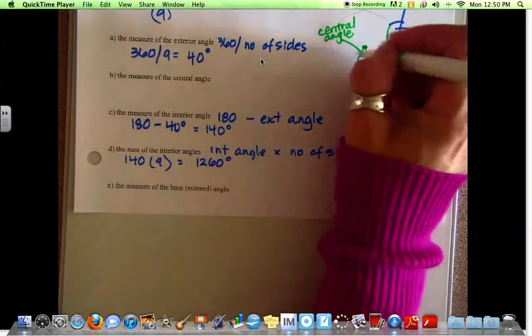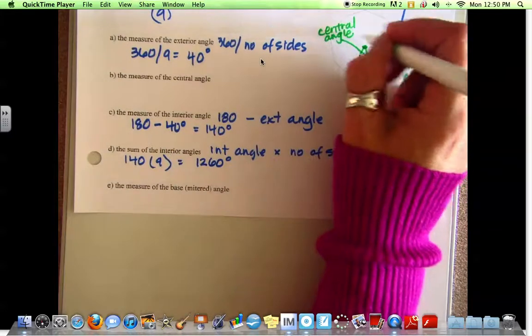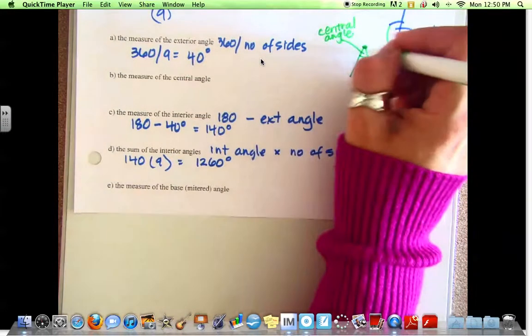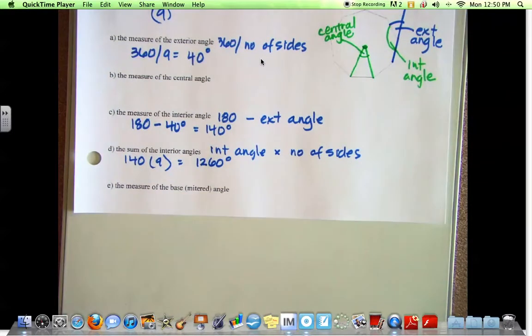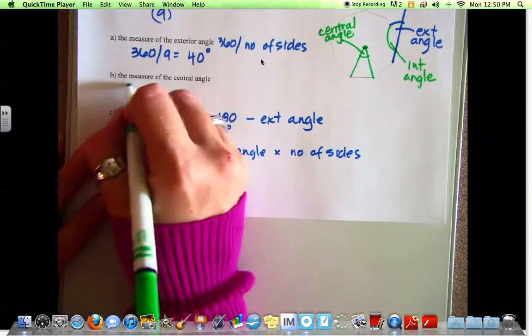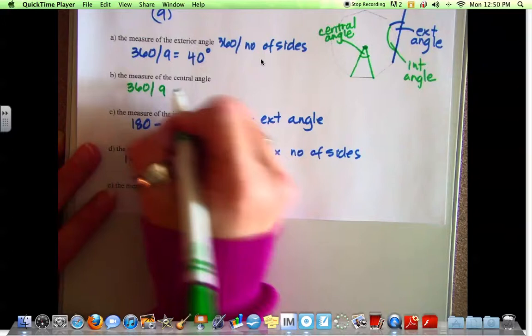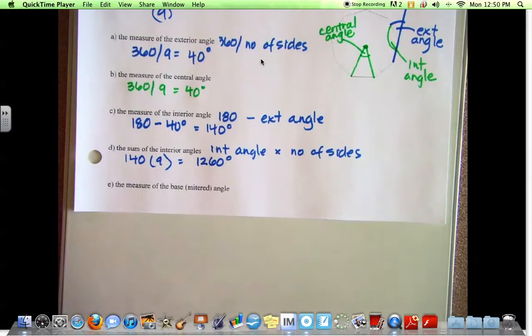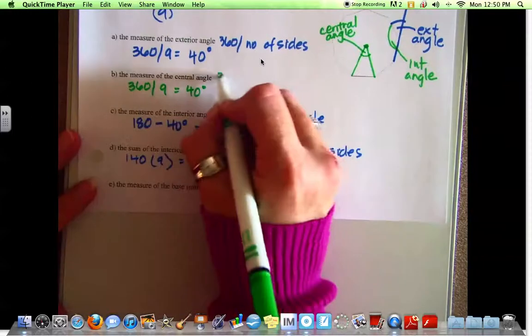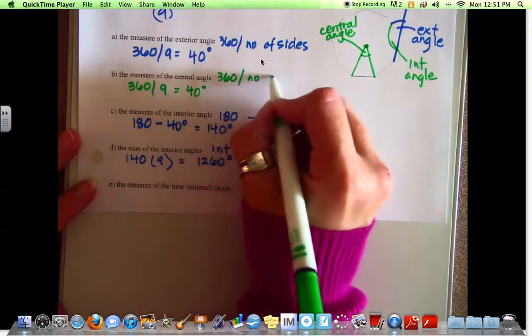So if I walk around the center, how many degrees have I walked? 360. If I want to find the measure of one central angle, what do you think I would do? Split it up into triangles. Okay, how many triangles are there? 9. And how many total degrees were there? 360. So how would I find the measure of 1? 360 divided by 9. How many degrees? 40 degrees. Yes, it is. Exact same formula. 360 divided by the number of sides.